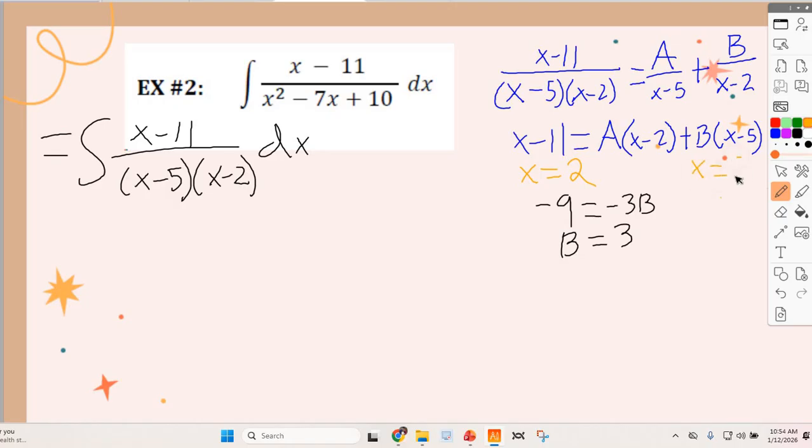5. Okay, this time what do I get on the left hand side? Negative 6. 5 minus 2 gives us 3. And then 5 minus 5 gives us 0. So what do we get that A is? Negative 2.